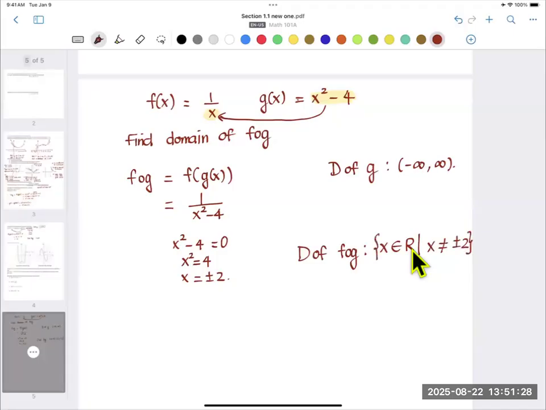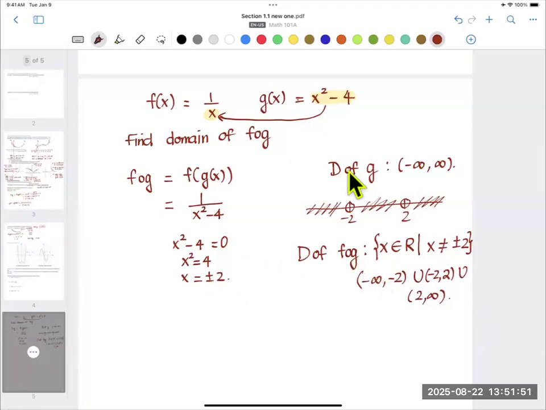That's set builder notation. Or you can write it as, because your x cannot equal -2 and 2, you're going to have everything else except -2 and 2. So your domain will be -infinity to -2, union -2 to 2, union 2 to infinity. Okay, so that is the domain of f of g. So not all the time will we just look at the domain of g. We have to take the intersection between the domain of g and the domain of the final expression.